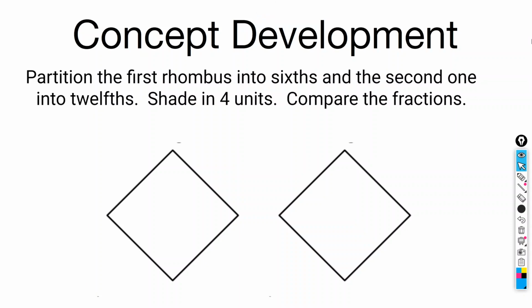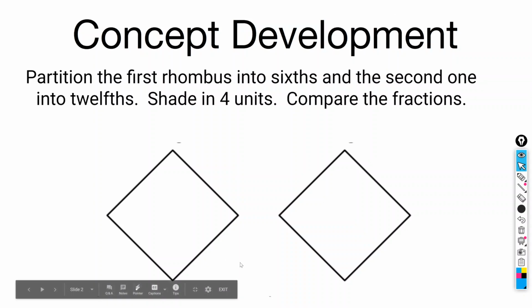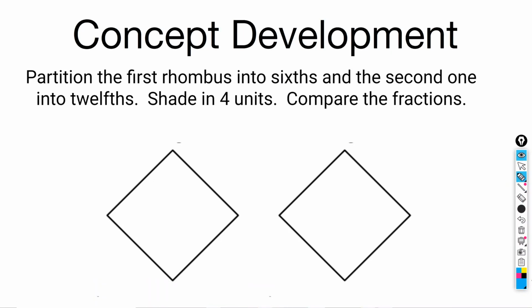First, on this slide, we need to partition the first rhombus into 6ths and the second one into 12ths, shade 4 units, and compare the fractions. So let's take that one step at a time. The first part says, partition the first rhombus into 6ths, okay?